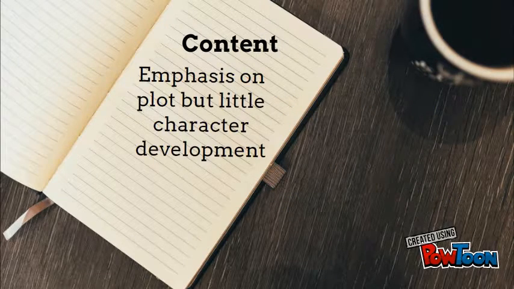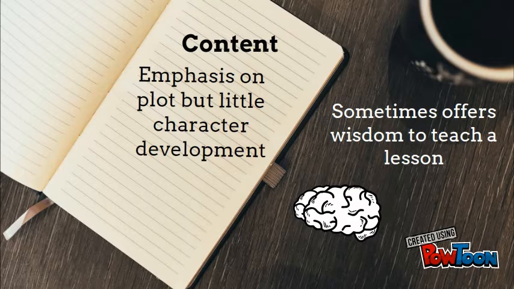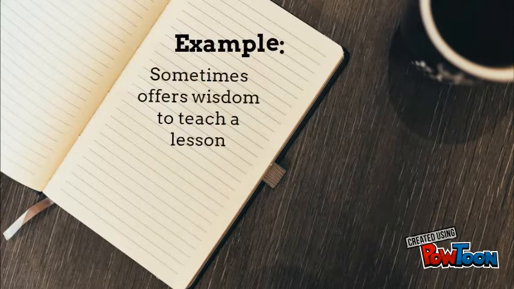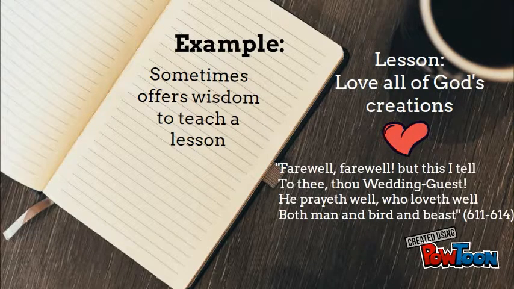Ballads place a lot of emphasis on plot and little to no emphasis on character development. So although we do not learn a lot about the characters, we do learn a lot about the plot, and we are left with wisdom to learn a lesson. After killing the albatross, a bird of good omen, the mariner learns a life lesson, to love all of God's creations. Read through the example and see how Coleridge presents the lesson to readers through the form of a ballad.